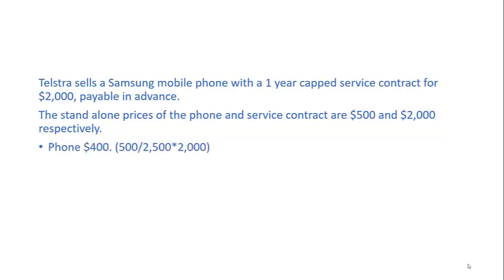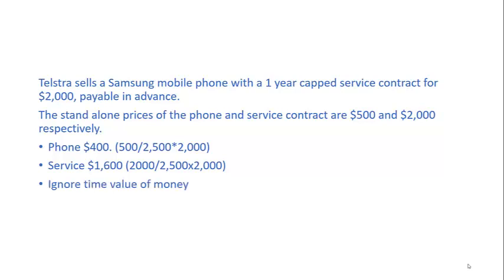The way we do this is on the basis of the relative value of standalone prices. Now the phone contributes $500 of the $2,500 standalone price. That's 20%. So we allocate 20% of the revenues to the phone. So 20% of $2,000 is $400. And we allocate $2,000 out of $2,500, or 80% of the revenues of $2,000 to the service. That's $1,600. So what we've done here is that we have allocated the revenues across the two goods and service items, and we've done it on the basis of their relative selling prices.